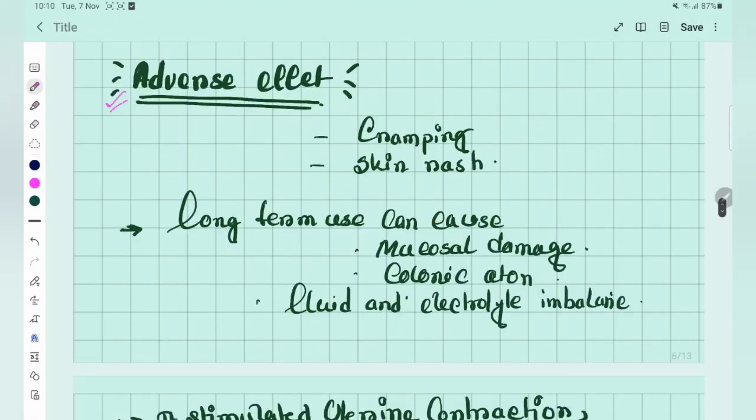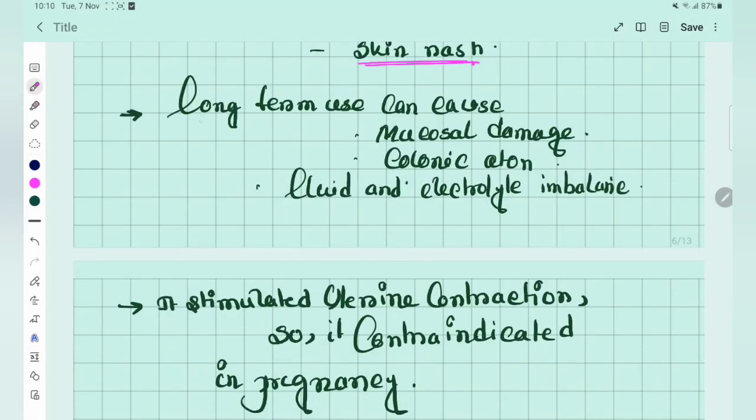Now I discuss what the adverse effects of the stimulant laxative are. Mainly it can cause cramping and skin rashes. But when we use this stimulant laxative for a long time, it can also cause mucosal layer damage, colonic atony and fluid and electrolyte imbalance.